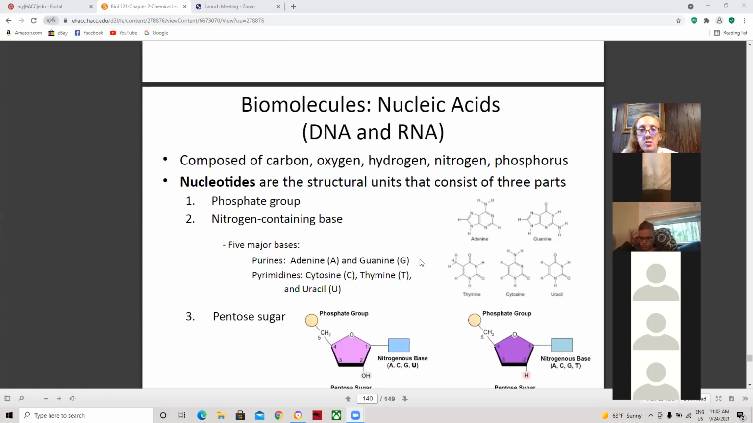So biomolecules, nucleic acids, and DNA and RNA. These are composed of carbon, oxygen, hydrogen, nitrogen, and phosphorus. Nucleotides are the monomers, and they consist of three parts: a phosphate group, a nitrogen containing base, and a pentose sugar. So each nucleotide contains a phosphate group, a nitrogen containing base, and a pentose sugar.